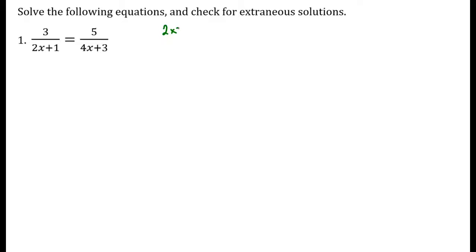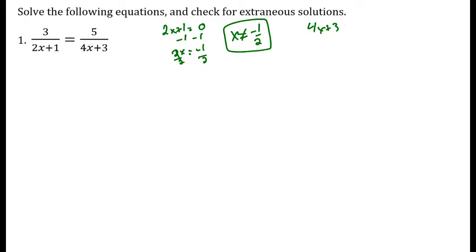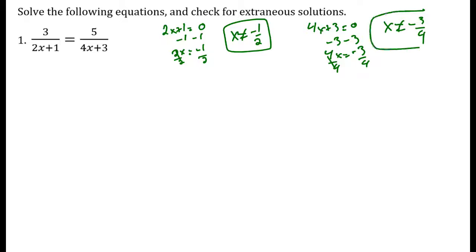So we have 2x plus 1 equals 0. Subtract 1. 2x equals negative 1, divide by 2. So we have x cannot equal negative 1/2, because then we're dividing by 0. And the same thing for 4x plus 3. Set that denominator equal to 0. Subtract 3 and divide by 4. We get x cannot equal negative 3/4. So those cannot be the solution. Those two values of x are not possible solutions for this equation.